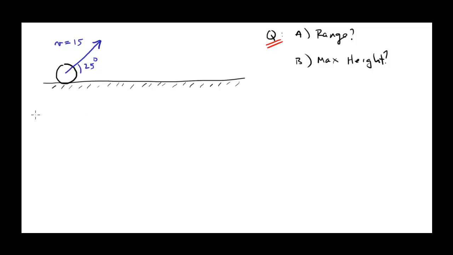This is very similar to the last problem we did. We're going to say delta x, that's the range, equals V sub x times t. Just so we understand what's going on, the ball is going to do its old parabola thing again and land over here somewhere. So here's our delta x.